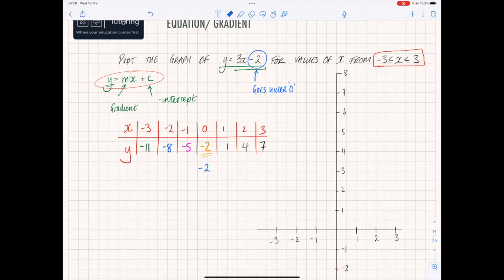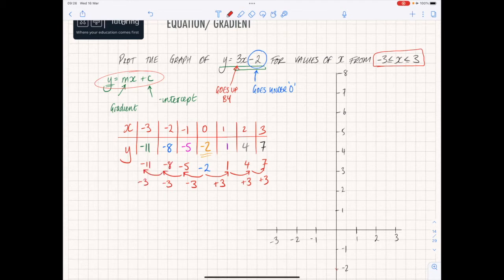Now this next part, the 3x, is the gradient. So this is what it goes up by. Now what I mean by that is, if I start at -2 and I work this way, I add 3, I end up with 1. If I add 3 again, I end up with 4. If I add 3 again, I end up with 7. If I then go this way, I subtract 3. So that gives me -5. Subtract 3, -8. Subtract 3, -11.